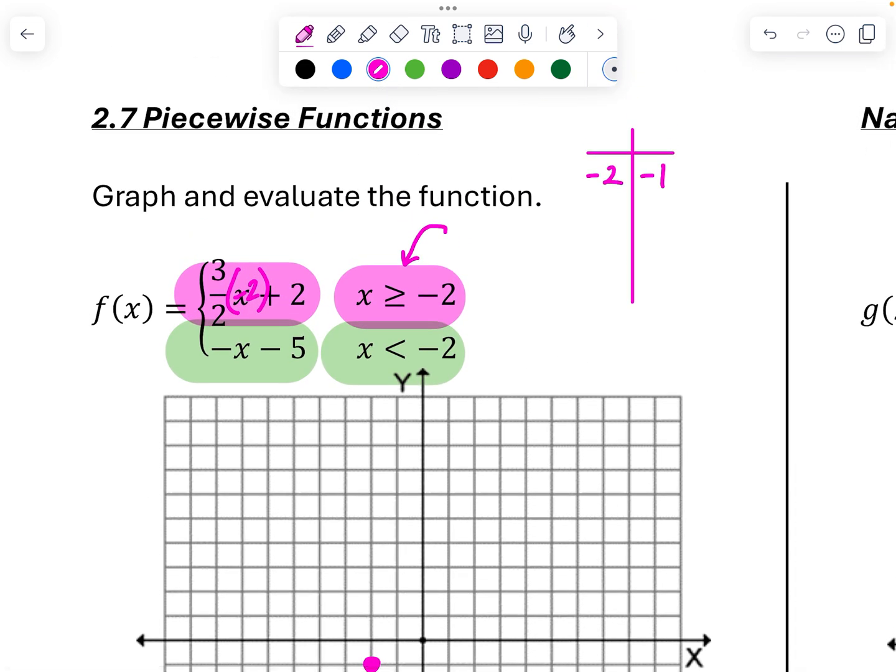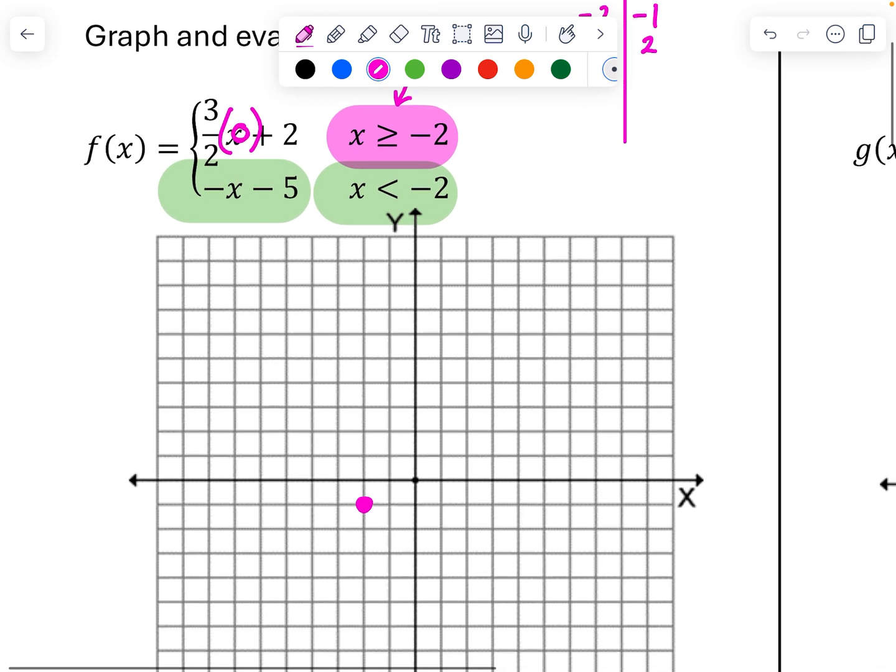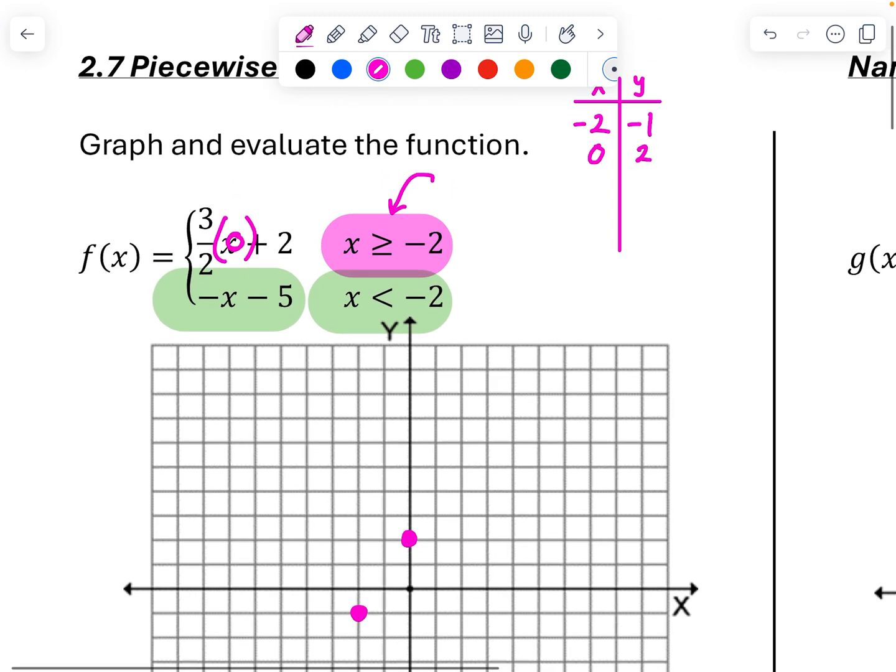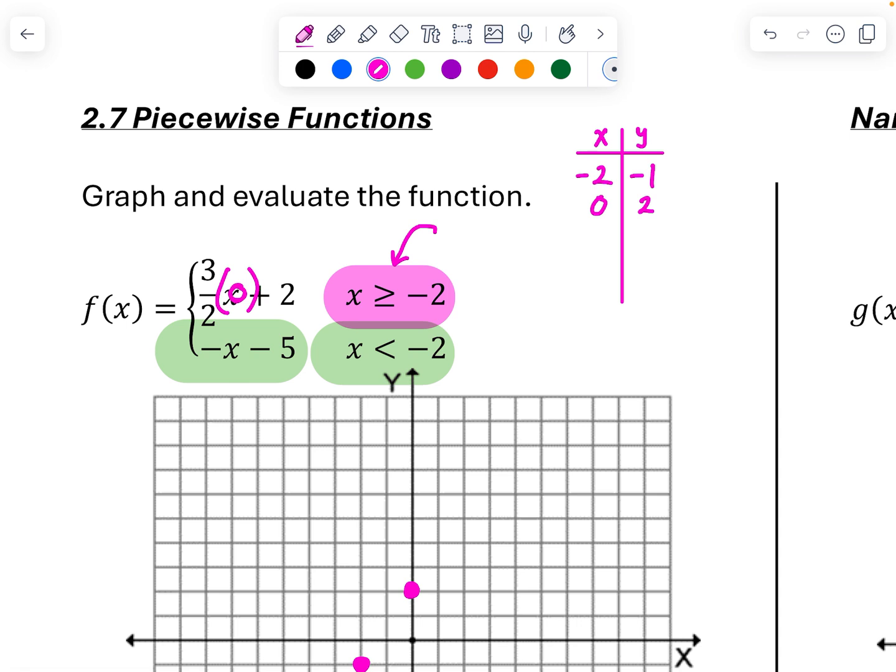So then, let's say I want to change that. Instead of being -2, I want something bigger. So what if I go with 0? 0 is bigger. So what if I decide to put 0 in there? If I put 0 in for x, then the y comes out to be 2. So if I plot the point 0, 2, I have that.